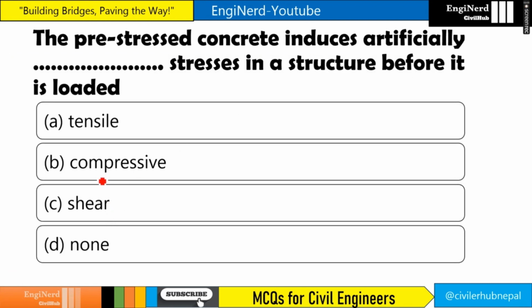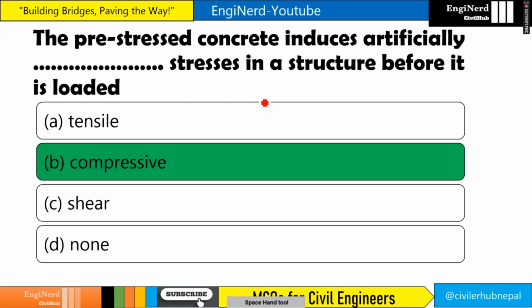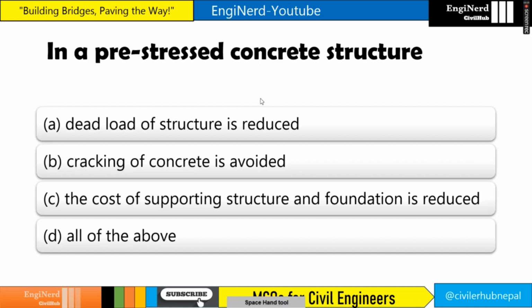Okay, the question here: prestressed concrete induces artificially what? Artificially compressive stress, right? We already talked about this. You can see here the main principle of prestressing a concrete member consists of inducing sufficient compressive stress.